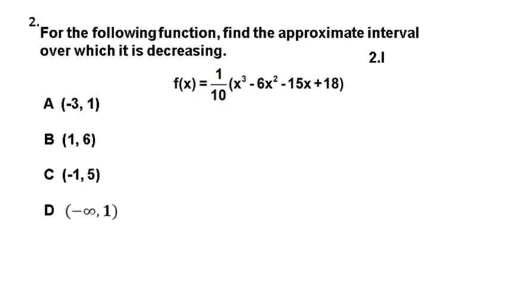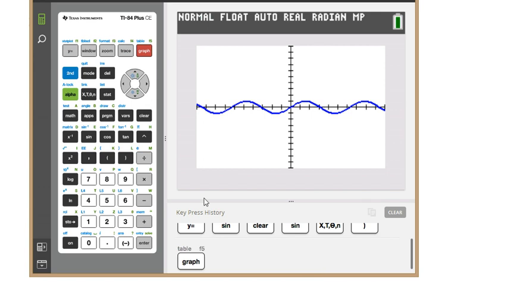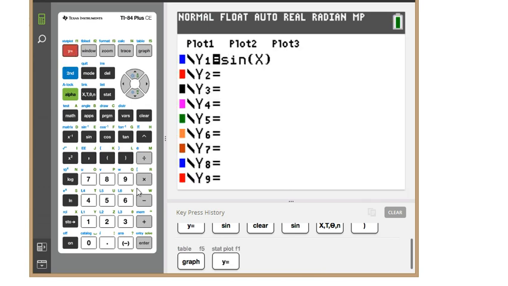Next, for the following function, find the approximate interval over which it is decreasing. We could probably do some analysis without graphing in the calculator, but those techniques are going to be more helpful in calculus as opposed to precalculus. Let's go ahead and enter this function in our calculator.